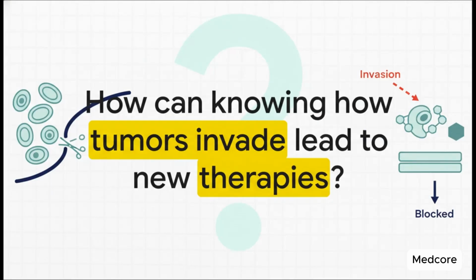So to wrap everything up, I want to leave you with a question that kind of bridges what we learned today with the future of medicine. We know that tumor cells use specific enzymes to break through that basement membrane. So how could we use that knowledge? Could we maybe develop drugs that block those exact enzymes? Could we effectively build a new chemical fence to keep the tumor contained? This is how foundational science leads to real therapeutic innovation. By understanding the how, you can start to imagine the future of treatment.